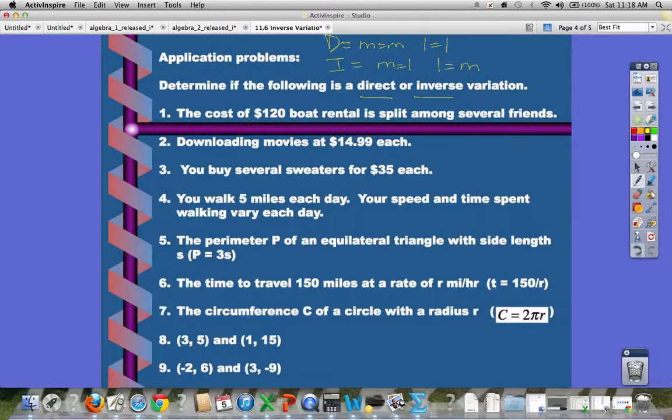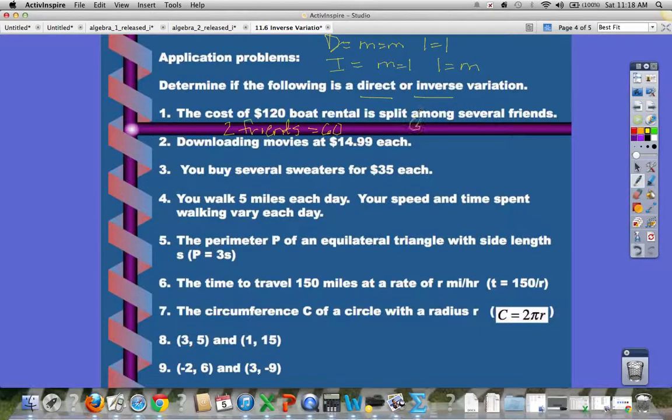All right, the cost of a $120 boat rental is split among several friends. Is that a direct or inverse variation? Okay, let me ask you this. If you had a $120 boat rental and you only have 2 people splitting that, that would be 120 divided by 2, which is 60. Say you had 6 friends that were going to split that rental. If you only have 2 friends, that was going to be $60 each.